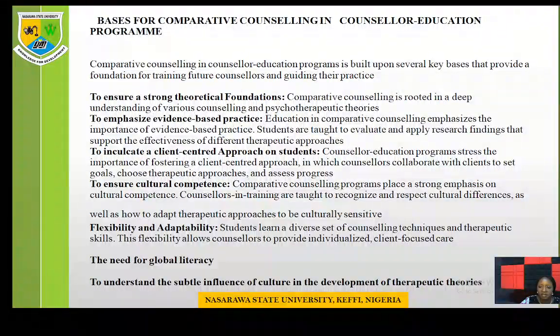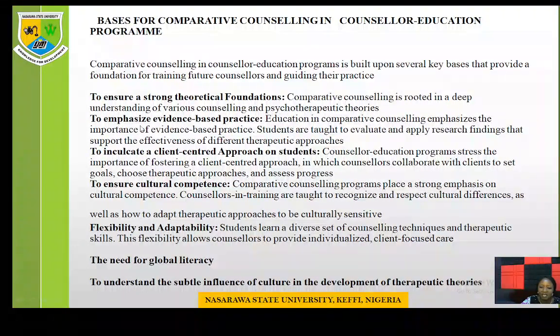Alright, so we'll take some of the reasons why this course is necessary for you, 100 level students in training. The first thing is to ensure a strong theoretical foundation. This course is coming at the beginning of your program, your 100 level second semester, so that you are able to expose yourself to different counseling theories and different therapeutic methods. Study them, learn them. If you learn them at this stage, you will be revising them as you go. So this course is brought your way in order to expose you to different theories, different therapies, so that you will have a very strong foundation in counseling.